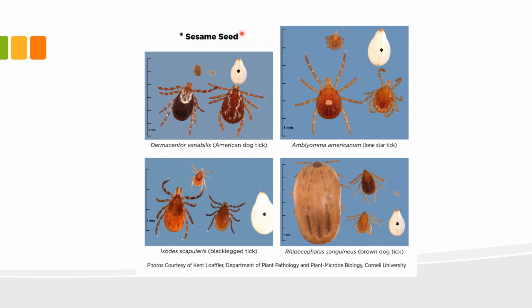Ticks are considered to be blood-sucking parasites that attach themselves to animals and people. Once attached to a host, the ticks will feed voraciously. As they feed, the ticks can transmit a large number of diseases, including Rocky Mountain spotted fever, ehrlichiosis, Q fever, and Lyme disease.